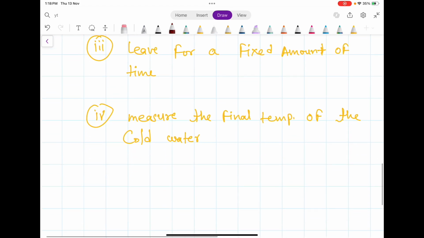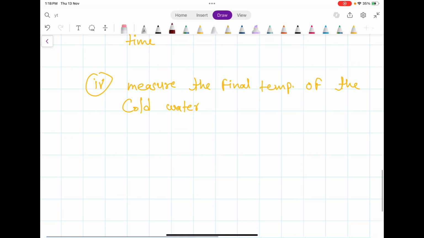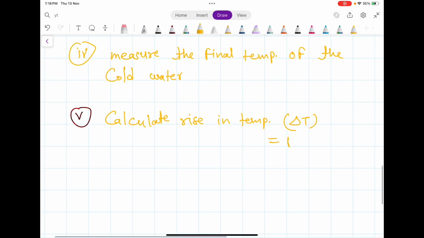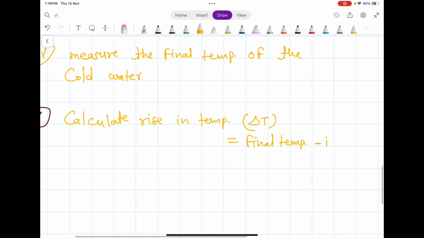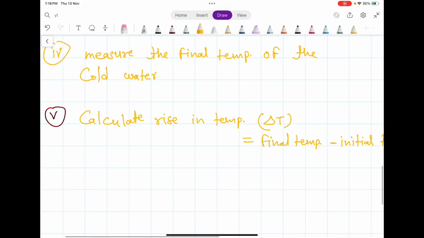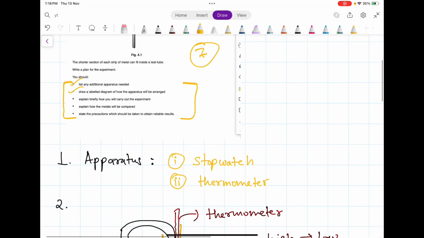Now in the fifth part, we can write: calculate rise in temperature. So basically, delta T we have to measure. Delta T meaning final temperature of cold water minus initial temperature. We can measure. Perfect. I think we have done the third point also.